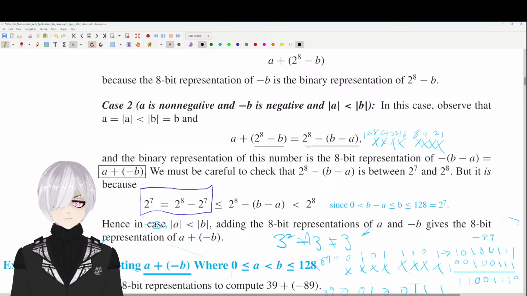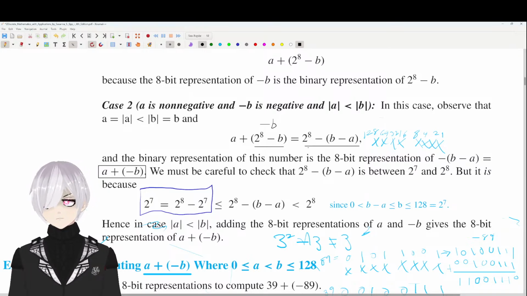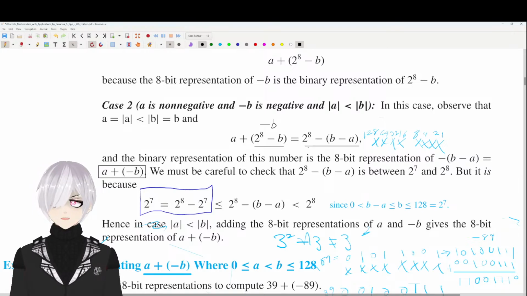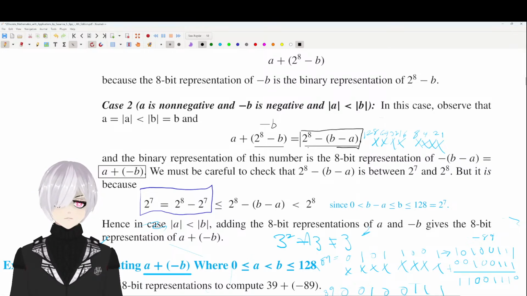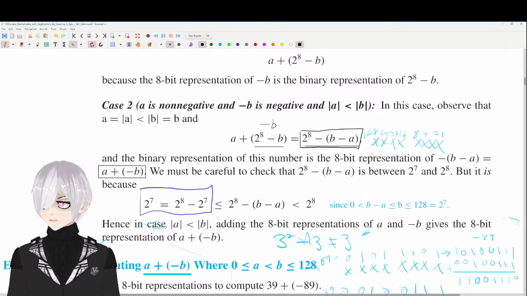Yeah, because they want to show that it's okay: if you take the two's complement of the absolute value of the negative number and add that to A, you're still going to get the actual sum. Oh, I know the formula starts off with A plus the two's complement of B, and we've already accepted that the two's complement of B is equal to negative B. But I guess they're just reminding us that there is this algebraic way to reach that conclusion.